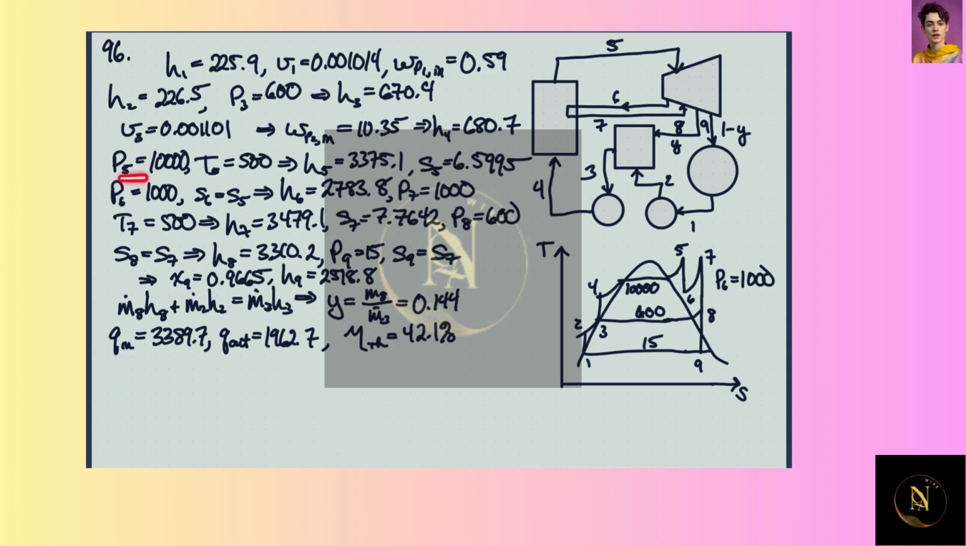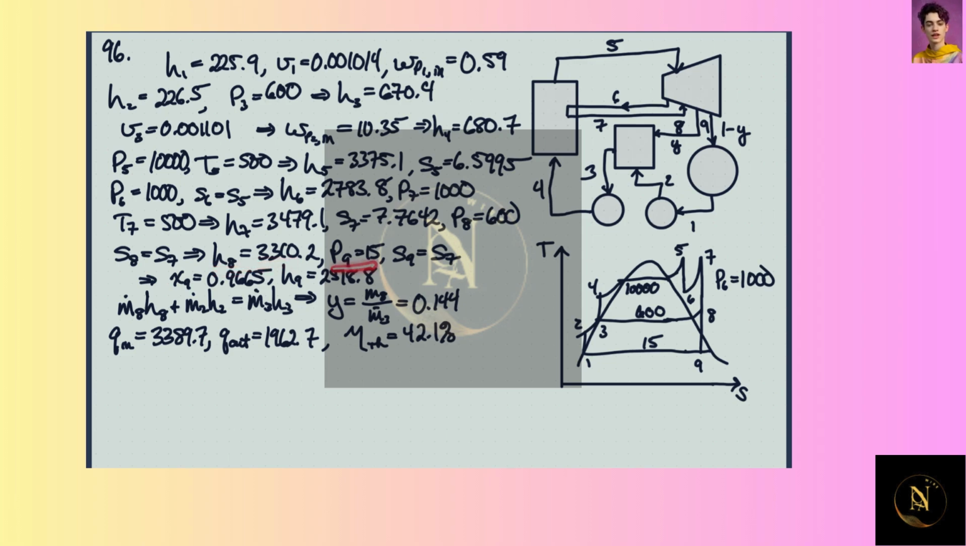At 5, we have a pressure of 10 megapascals and a temperature of 500 degrees C, so we can get the enthalpy and the entropy. At 6, we know the entropy is the same as at 5, and we know the pressure. So that allows us to get the enthalpy at 6. At 7, we know the pressure and the temperature again, so we can get the enthalpy and the entropy at 7. At 8, we know the pressure, and now we know that the entropy is the same as that at 7, so we can get the enthalpy at 8.